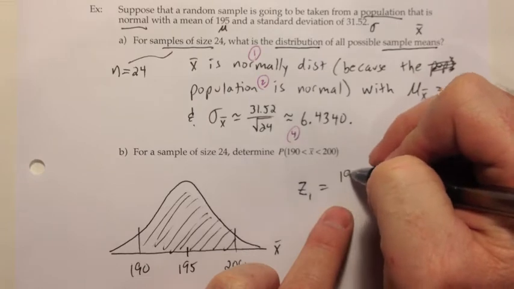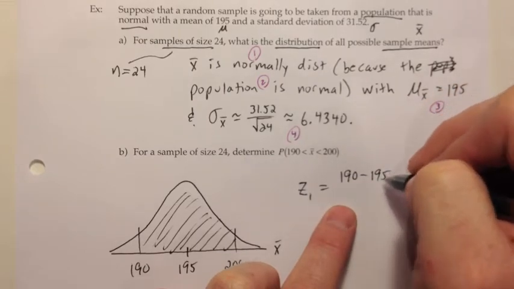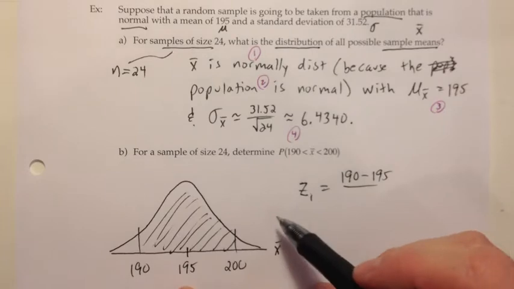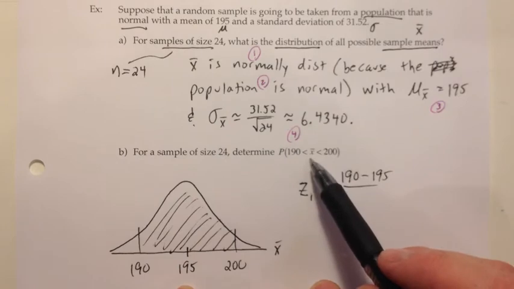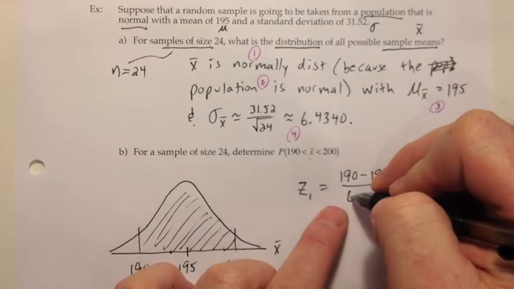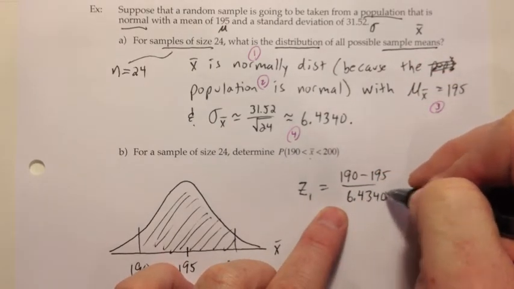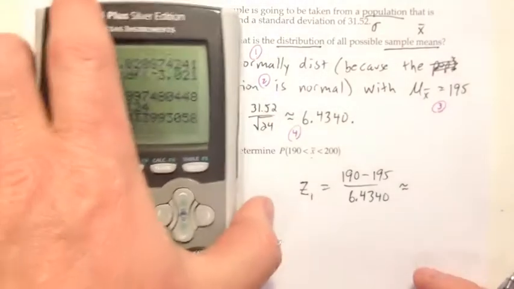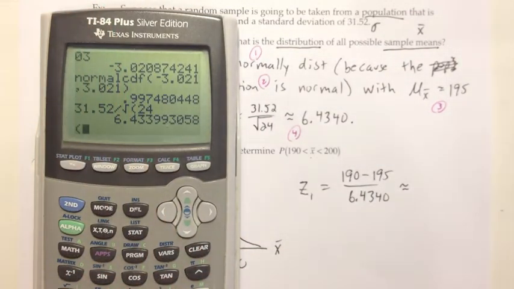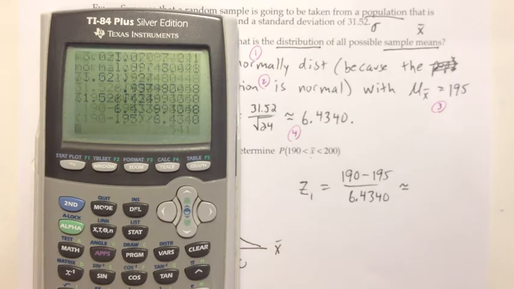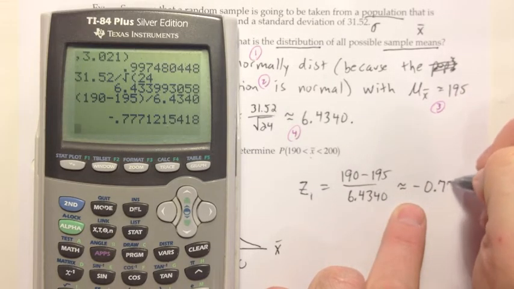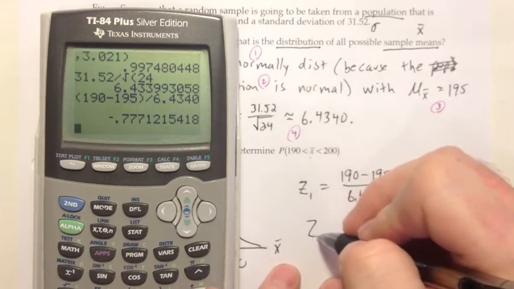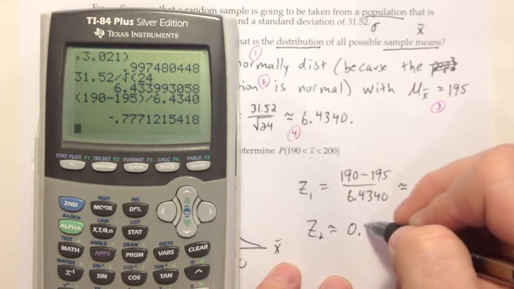The first z-score: 190, minus the mean of 195, divided by the standard deviation of x bar, not the standard deviation of the population, but the standard deviation of x bar, because this is a probability question about x bar. So divided by 6.4340, and let's see what that is. So we have 190 minus 195 divided by 6.4340, and I get a lucky looking z-score of negative 0.777. And the other z-score would be almost the same, just positive.